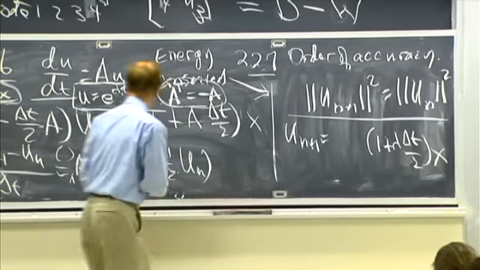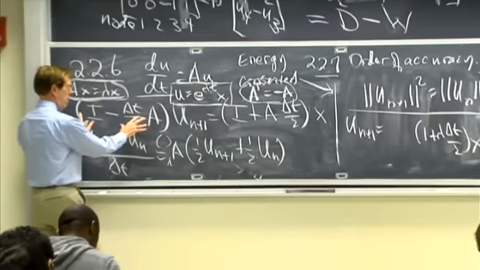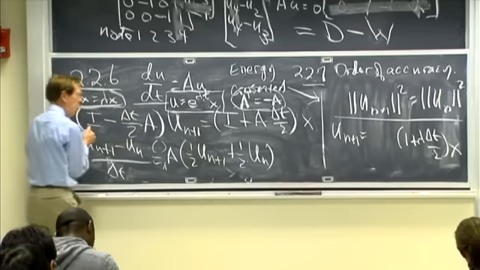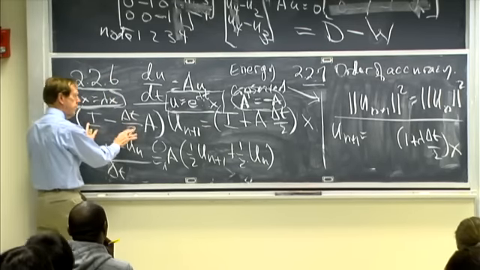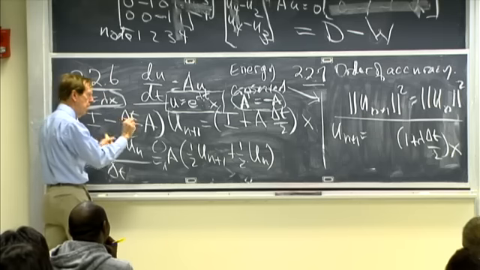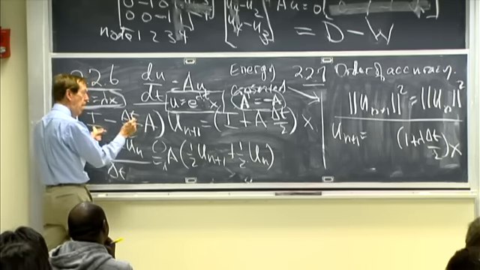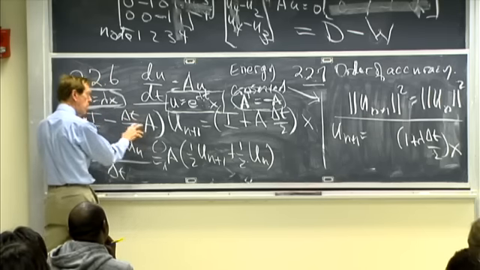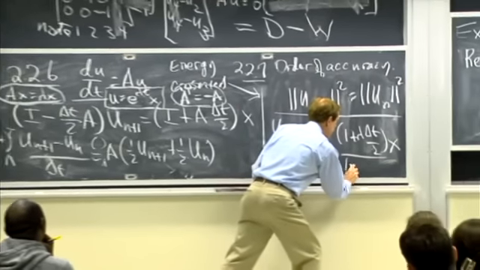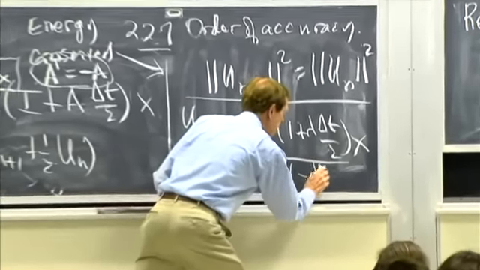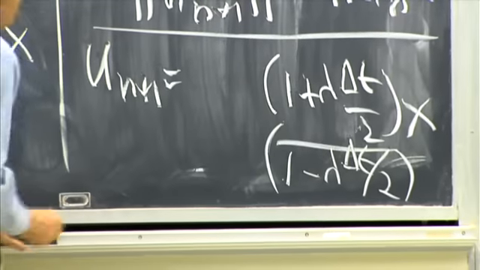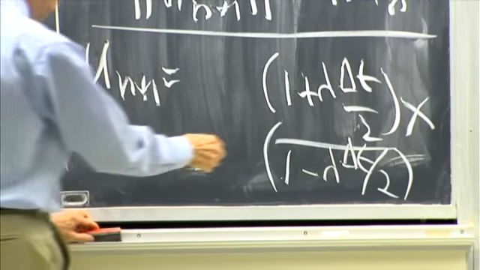But now I've also got to bring this guy over here, its inverse, and see what that does. Now it's the inverse, so it's going to have the same eigenvector, and the eigenvalue is going to go in the denominator, and it'll be 1 minus lambda delta t over 2. Okay, so that's un plus 1.